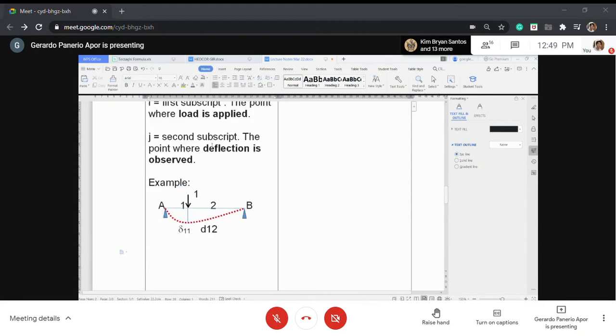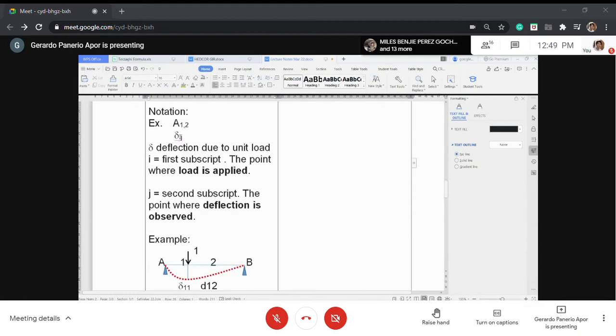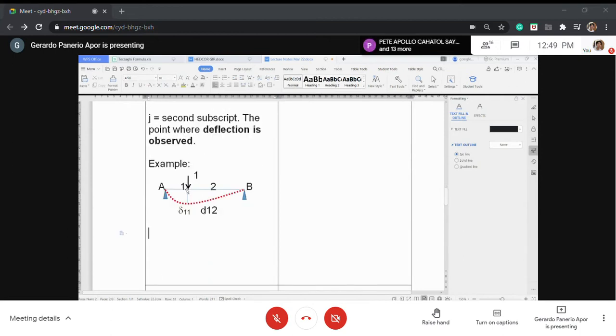And the second subscript is the point where the deflection is being observed. You are observing at point 1, so that is delta 1 1.